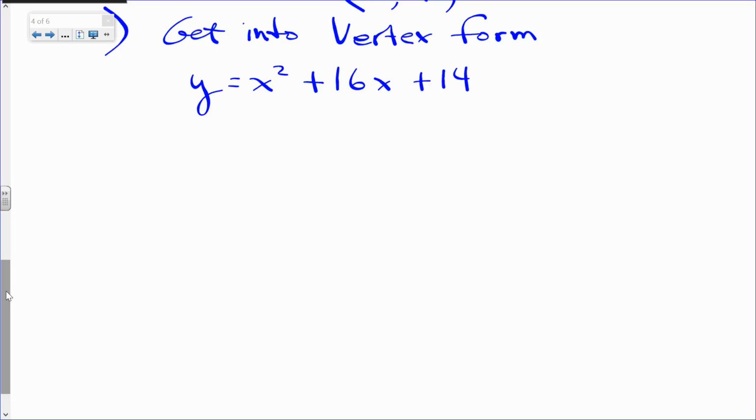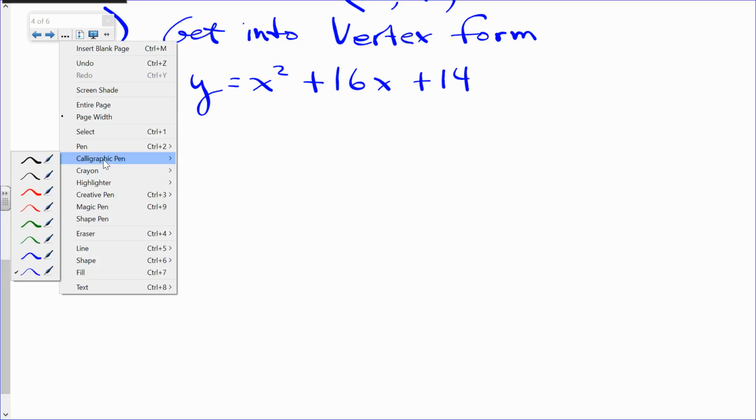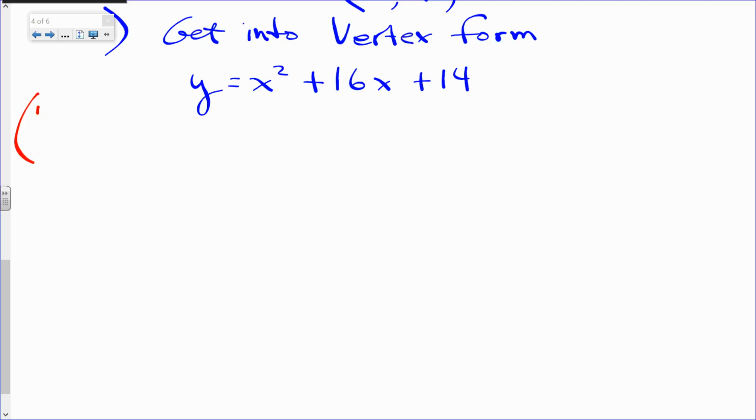All right, so B over 2 squared. Here we go. Let me come off the side and calculate B over 2 squared. That's going to be 16 over 2 squared. That'll be 8 squared, 64. So I'm going to add 64 to both sides, or add and subtract on the right only.